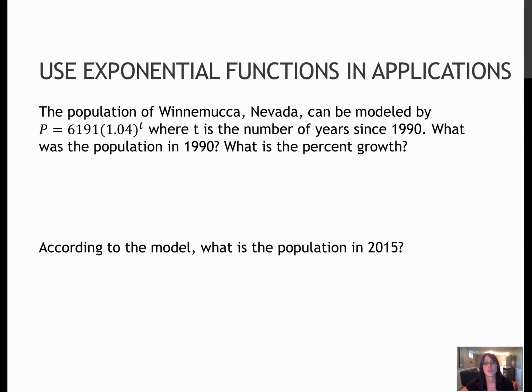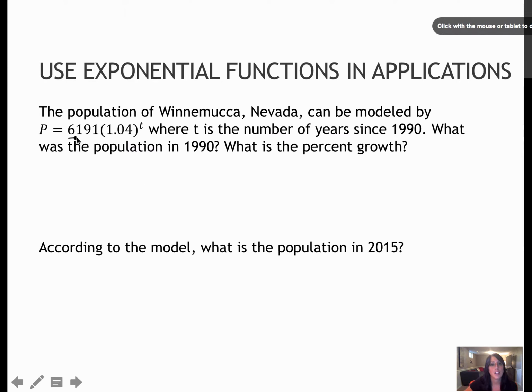Here's another example for us to do together. So the population of Winnemucca, Nevada can be modeled by that function, where t is the number of years since 1990. So looking at the function, let's talk first about what's the population in 1990 and what's the percent growth. We should be able to find both of those by looking at this function.